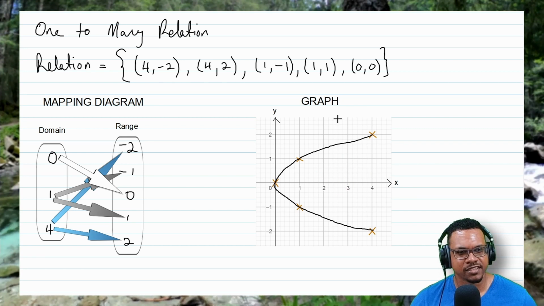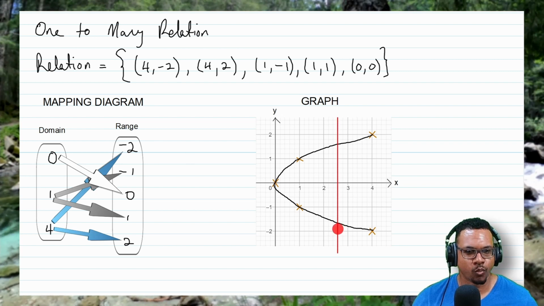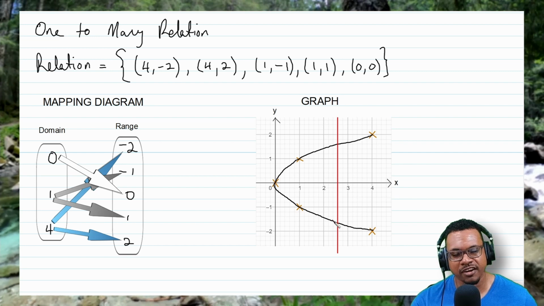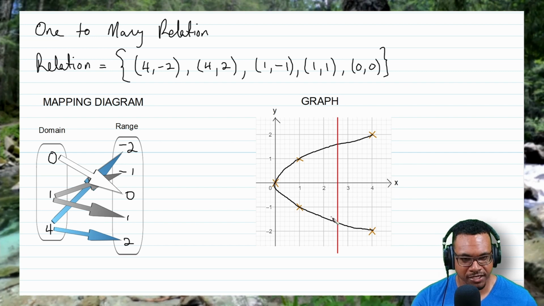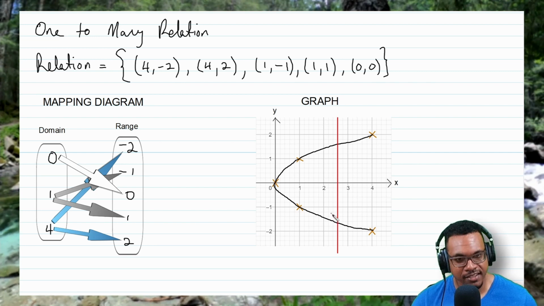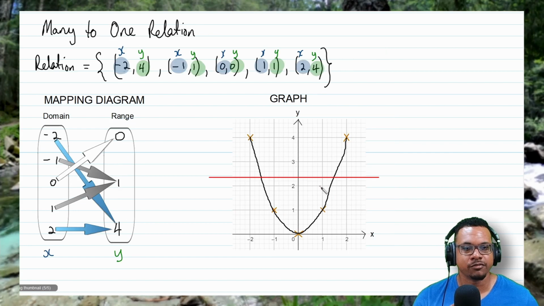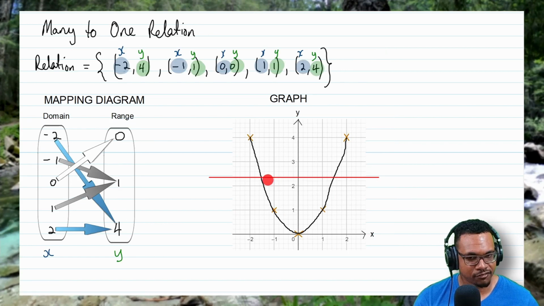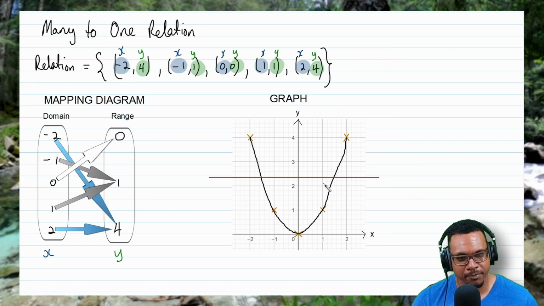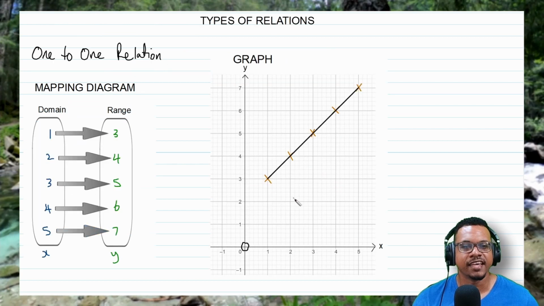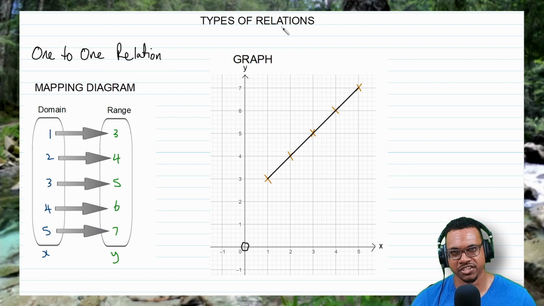Now notice if I were to take a vertical line, it will intersect the graph more than once. So that's the way to know if a graph would represent a one-to-many relation. If you take a vertical line and it cuts the graph more than once, it's a one-to-many relation, right? Remember, if you draw a horizontal line and it cuts the graph more than once, then that is a many-to-one relation. And then if we have a straight line, that's a one-to-one relation.